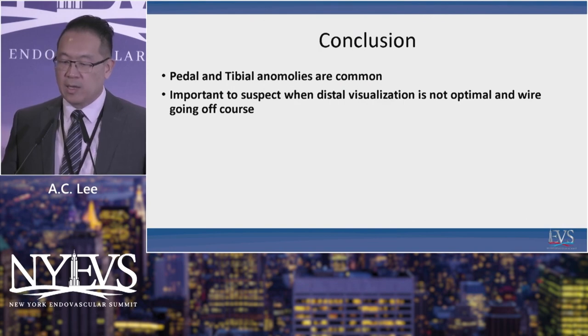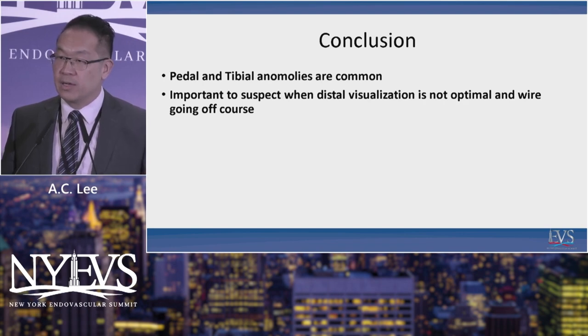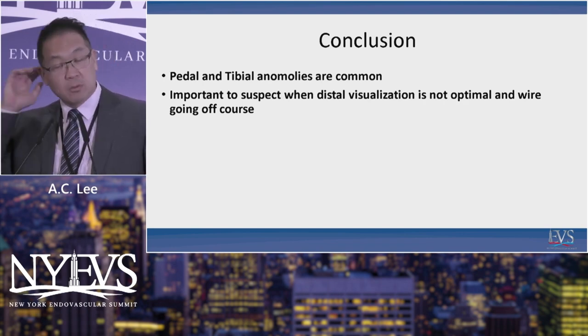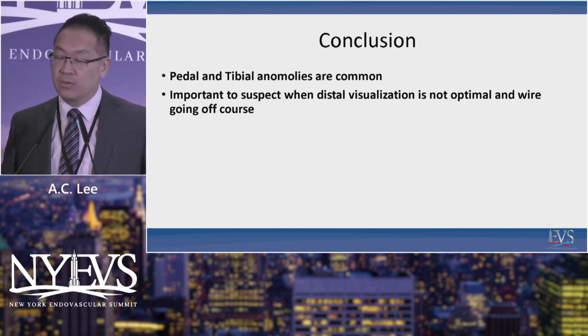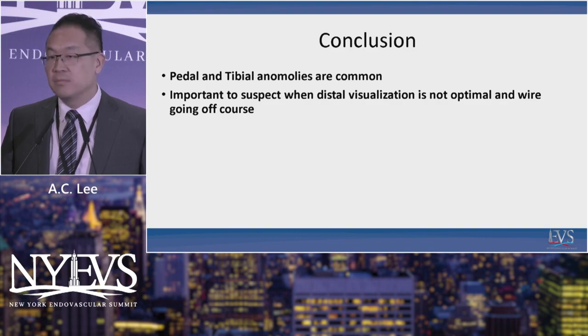So bottom line is, it's important to know these vessels, have suspicion about anomalies, especially when you're dealing with chronic total occlusions, and think about it when things aren't going right. I've had patients referred in after, for example, a previous anterior tibial intervention with a perforation, and then it ended up being a big dominant peroneal artery that was fairly simple. That's it. Thank you very much.